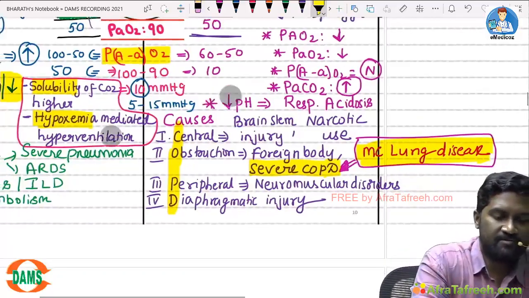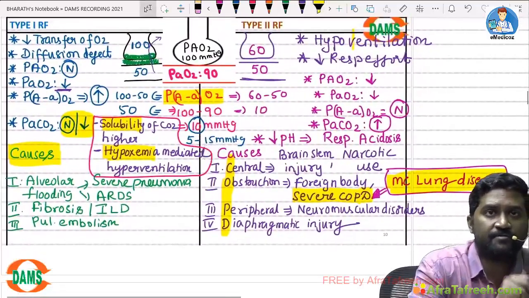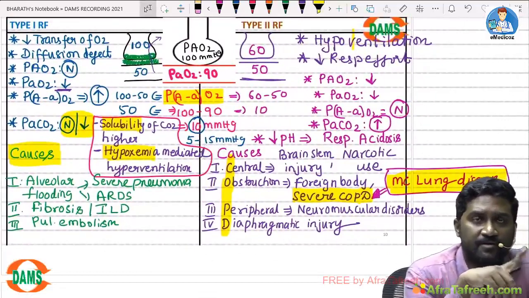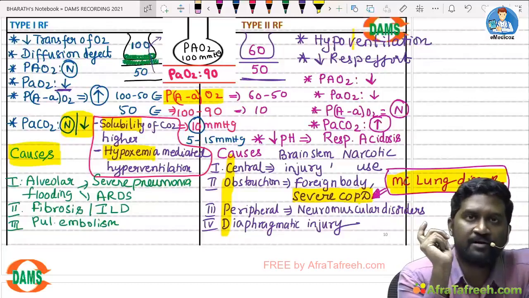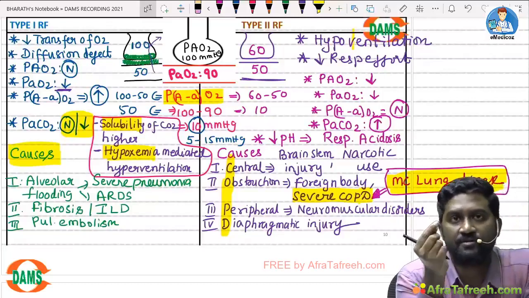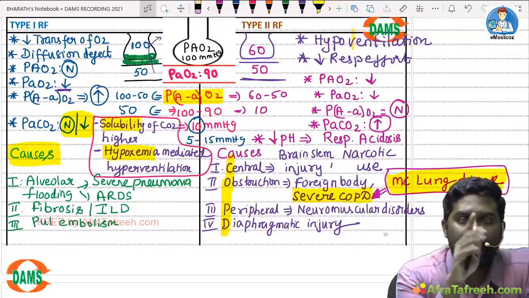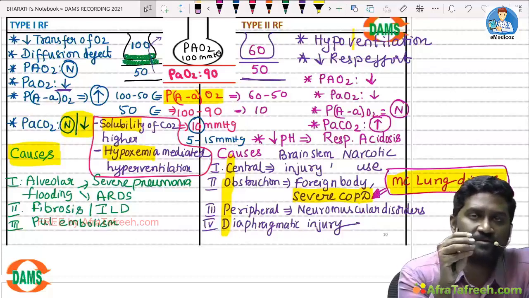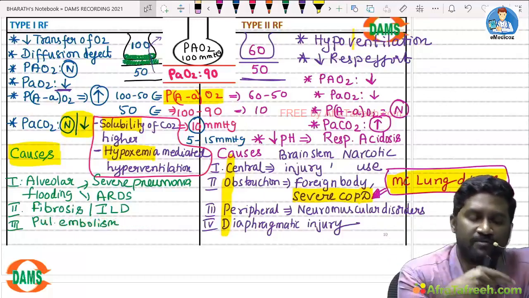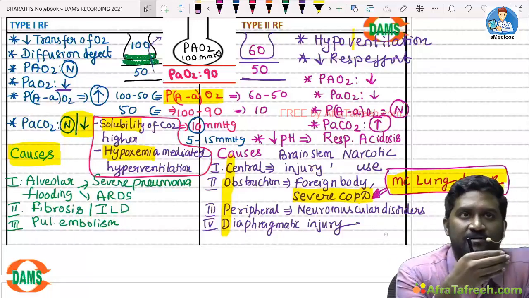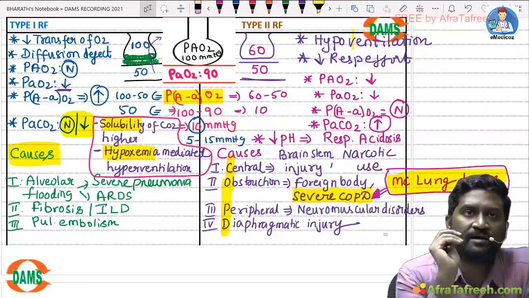So in this table, students, we have understood the differences between type 1 respiratory failure and type 2 respiratory failure, the causes, the pathophysiology. And the most common lung disease responsible for type 2 respiratory failure is generally severe COPD. Whenever there is a respiratory failure, type 1 or type 2, it is an emergency, and the patient will be in the emergency department or ICU. So what will be the initial treatment? Initial treatment will be giving him some oxygen and trying to treat the underlying disease.